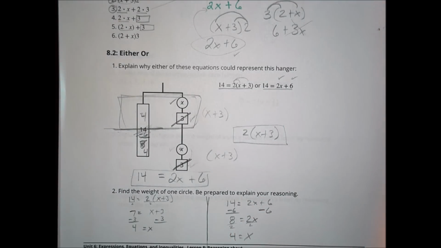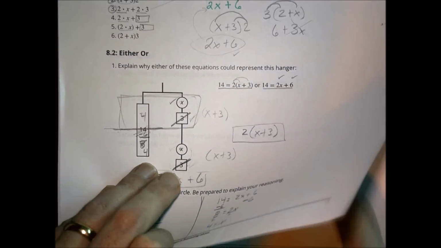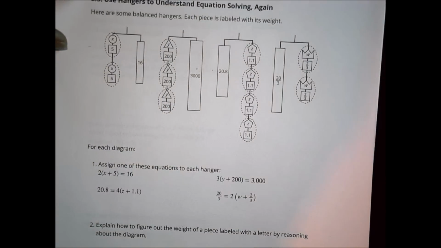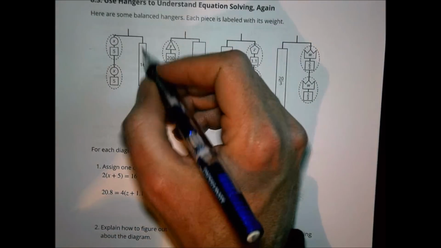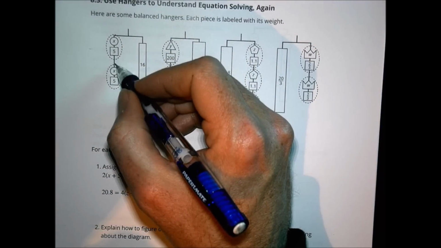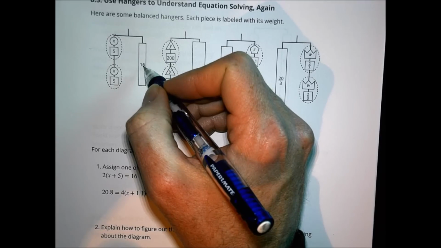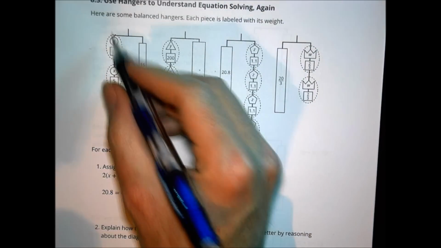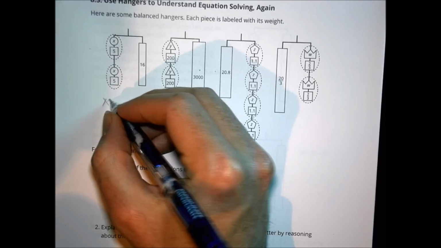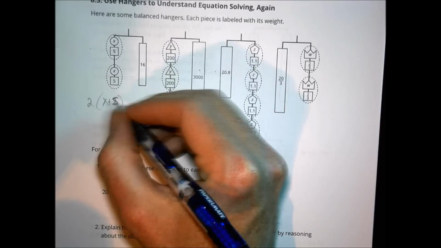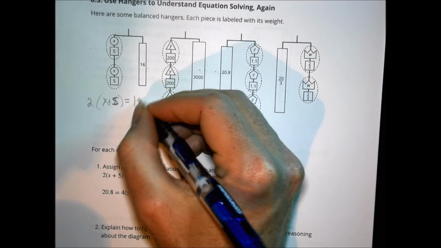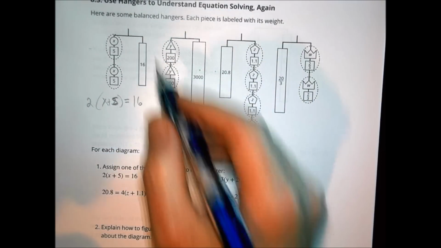Let's look at the next page and look at some more hangers and solving equations again. So here are some balance hangers again. Each piece is labeled with its weight. We can see over here this hanger, we have x and a 5, x and a 5, 2 groups of that, and 16 here. So we know we have an x plus 5, x plus 5, and we have 2 groups of that, and it's going to be equal to 16. That's what we're looking at in terms of these problems here.